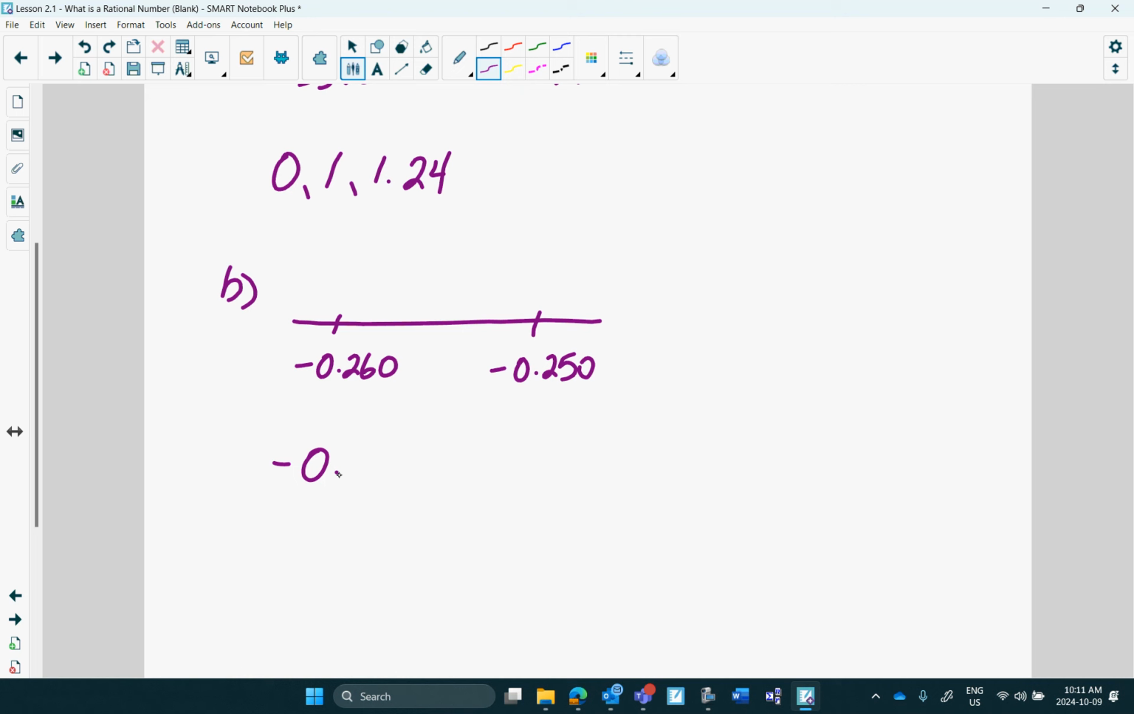Finley? -0.252. Yep, because 252 is between 250 and 260. And then you could just do -0.253, -0.254, -0.255, 256, 257, 258, 259. Can't do 260 because now we're no longer in between.